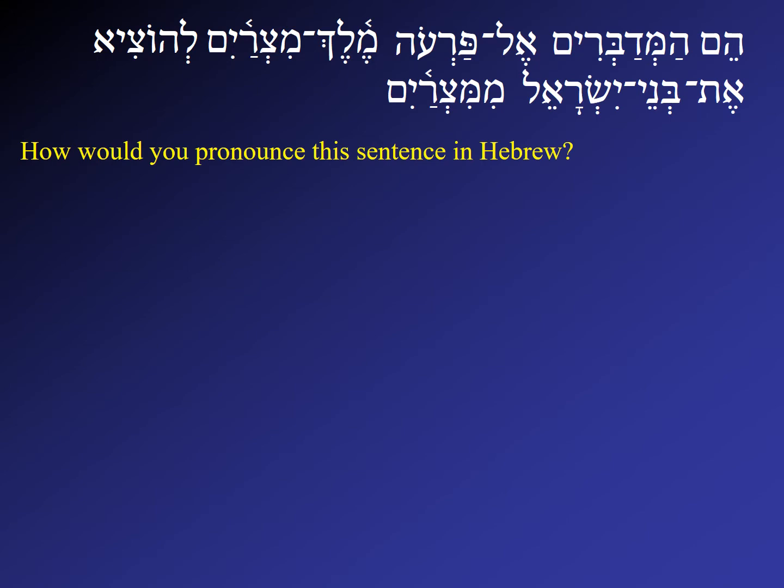All right, now our sentence for this lesson. Let's pronounce this. Hem hamdabrim el par'oh melekh Mitsrayim lehotsi et bnei Yisrael mi-Mitsrayim. Hem hamdabrim el par'oh melekh Mitsrayim lehotsi et bnei Yisrael mi-Mitsrayim.